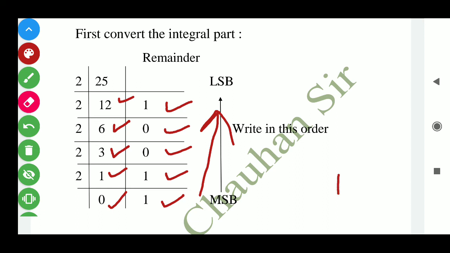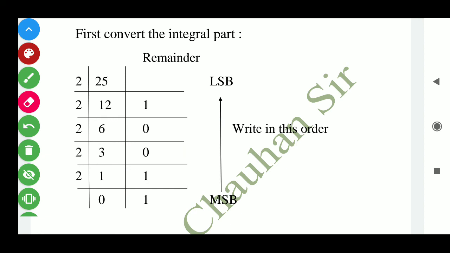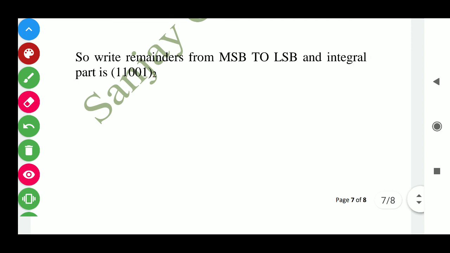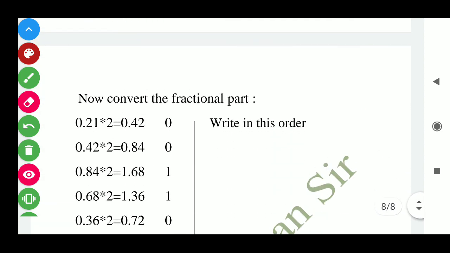Now come to the next part, the fractional part. The integral part is 11001. Now the fractional part is 0.21. 0.21 into 2 is 0.42, so your integer part is 0, write there 0. Then the fractional part 0.42 multiplied by 2 is 0.84, integer part is 0, write this 0. Then 0.84 into 2 is 1.68, so the integral part is 1, write there 1.